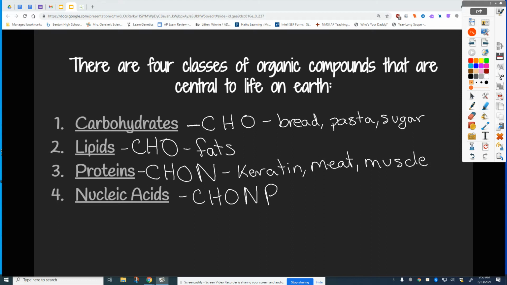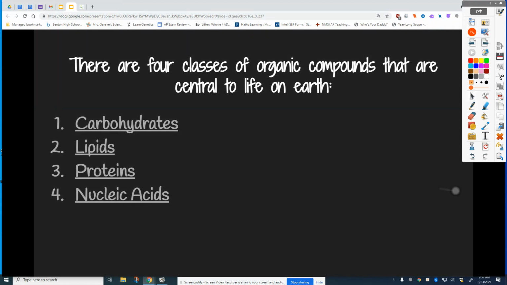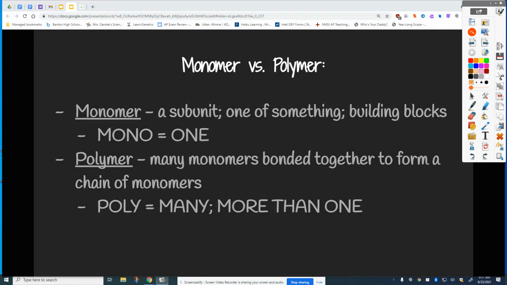So do you need to know the elements in each of these molecules? Yes. So we're going to go through and we'll actually be repeating that information again. Why? Because you need to know it. This unit, like I said, is lots of memorization. So please, please make sure you're studying. More terms.